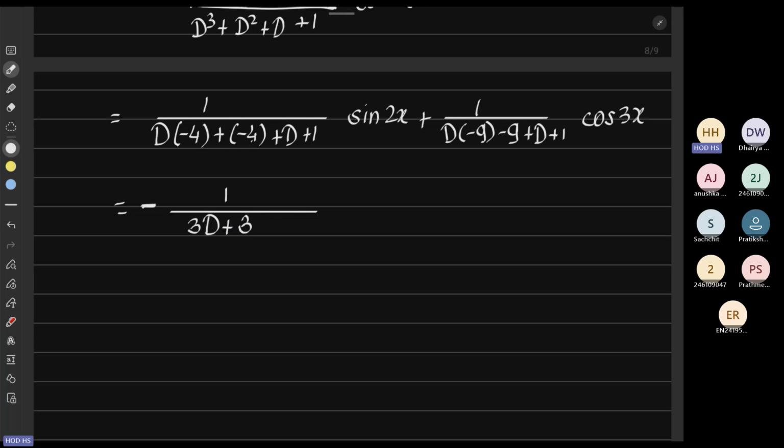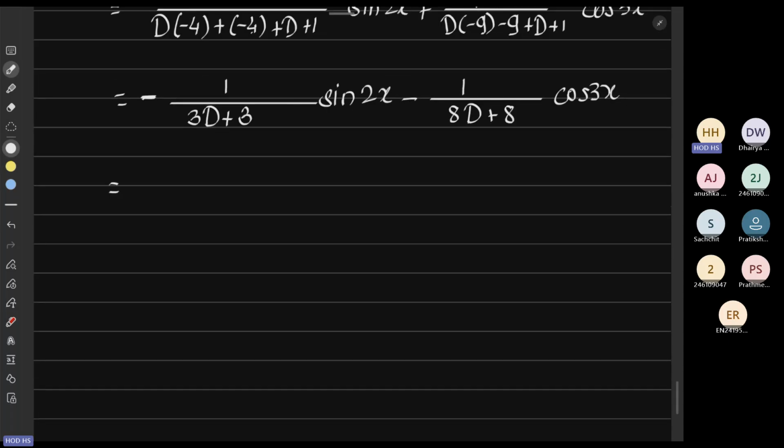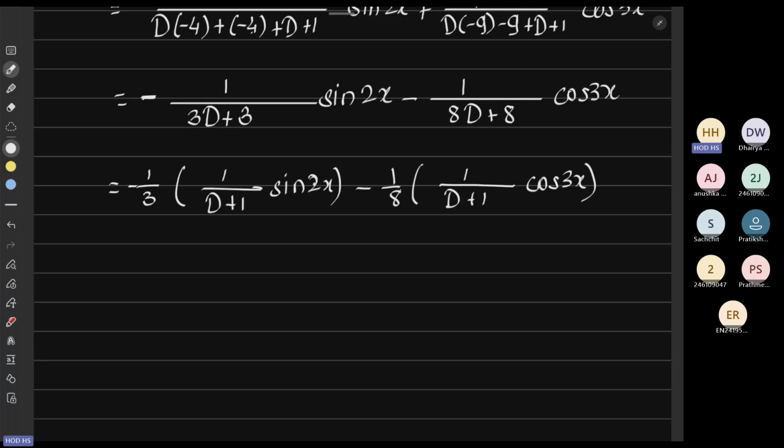So again we can take that also common, of sine 2x, and here I will have minus 8d plus 8 of cos 3x. So I can take these negatives outside. So minus 1 by 3 times 1 upon d plus 1 of sine 2x and minus 1 by 8 taken outside, I will have 1 upon d plus 1 of cos 3x.